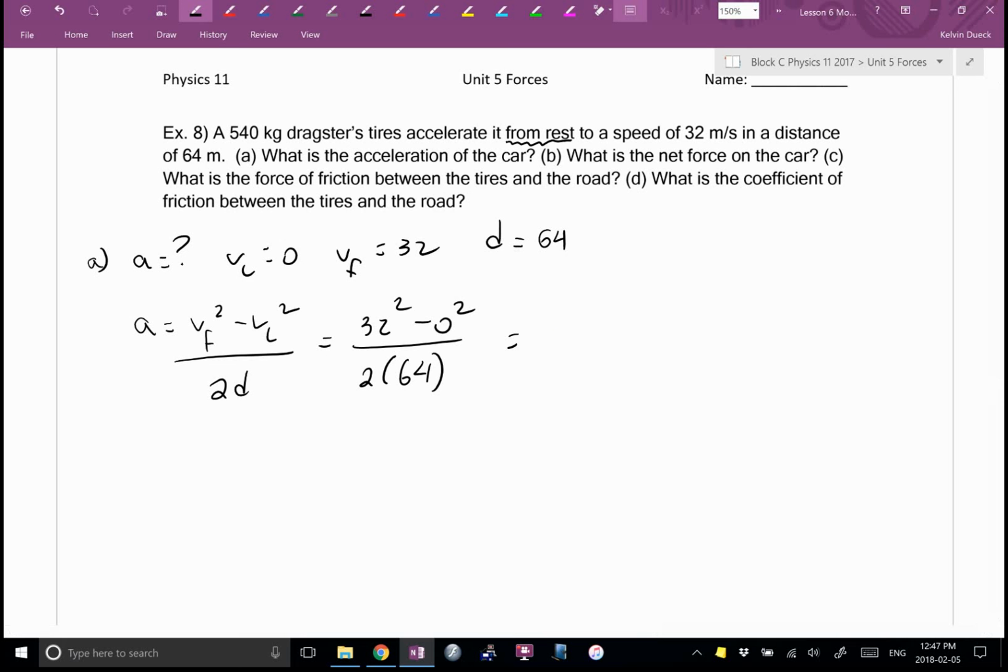Yeah? And then, Nick, I would probably go 8.0 to 2 sig figs. If you didn't, I wouldn't take marks off, but it's a habit, right? I noticed the 32 and the 64 were to 2 sig figs. Nick, units? Good. Good.